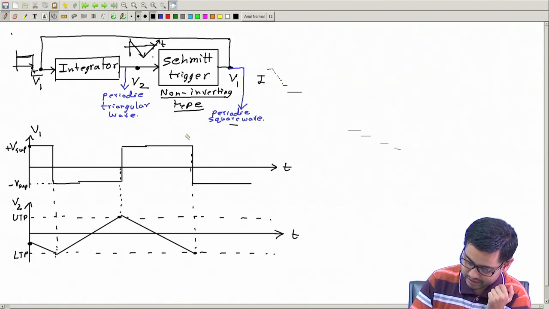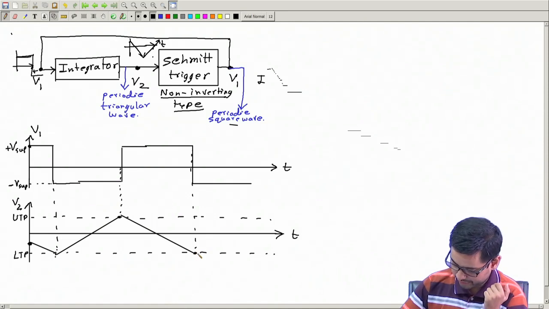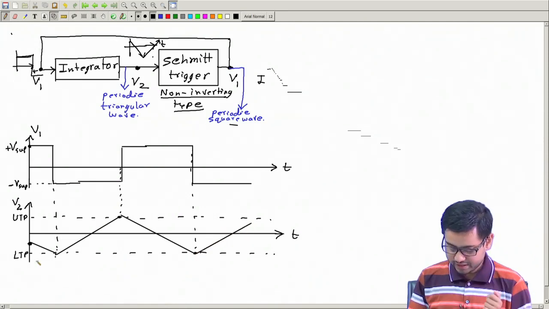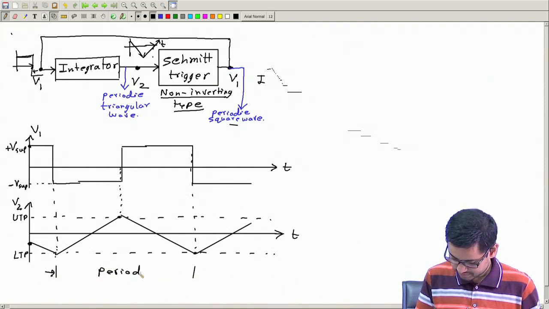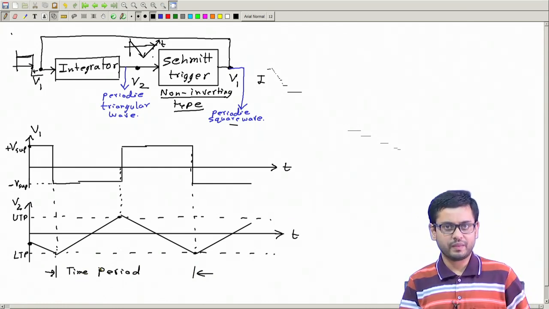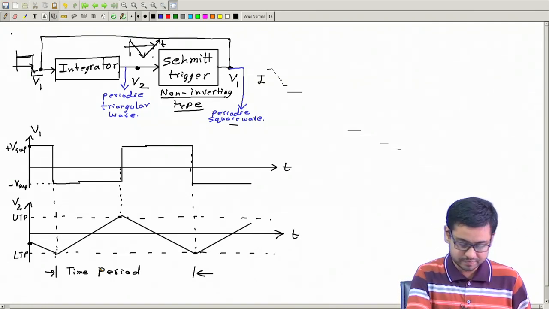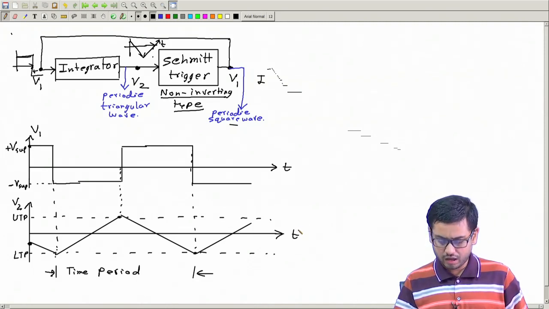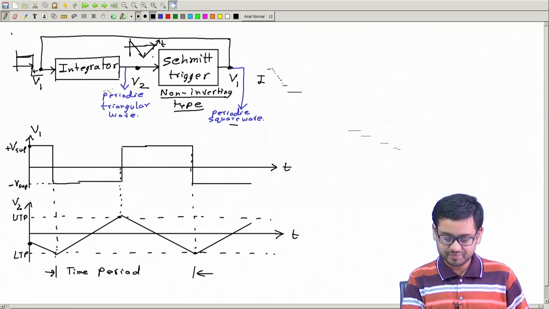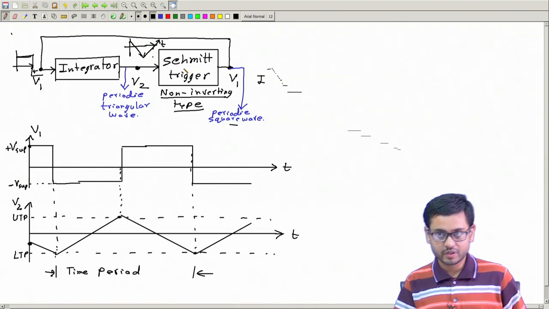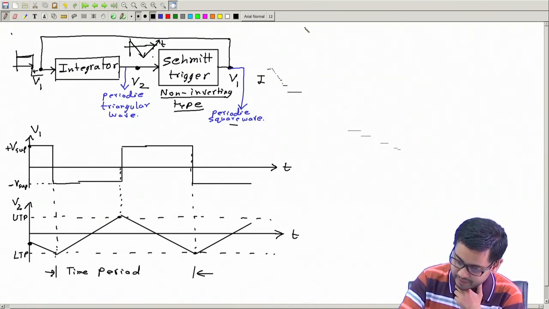So here we have this square wave, and here we have this triangular wave. And this is the time period. Now I hope you have followed how it works. So what's next? Let us now draw the detailed circuit diagram using op amps instead of this block diagram.